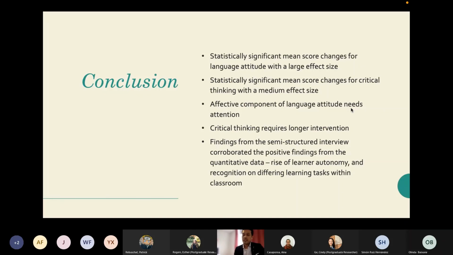And findings from the semi-structured interview corroborated the positive findings from the quantitative data. They gave rise to learner autonomy, something that is very refreshing to see happen among second language users in Malaysia. And there was a recognition of differing learning tasks within the classroom. So I propose that DI can be carried out at the national level in a large-scale study.